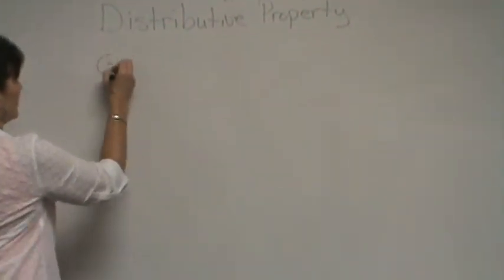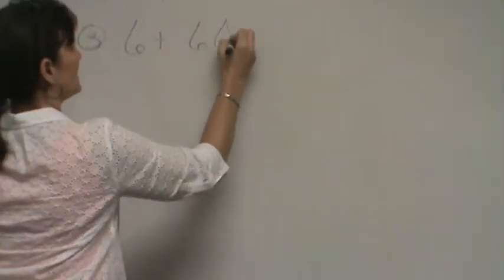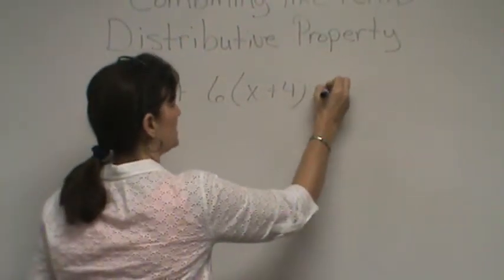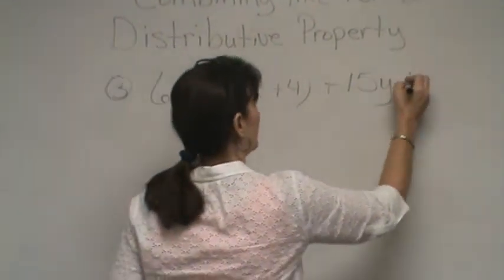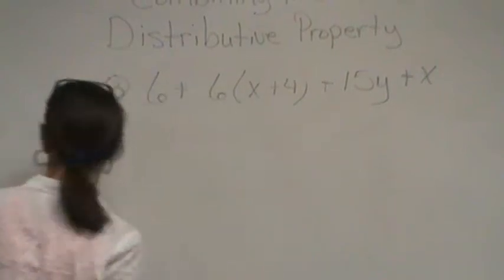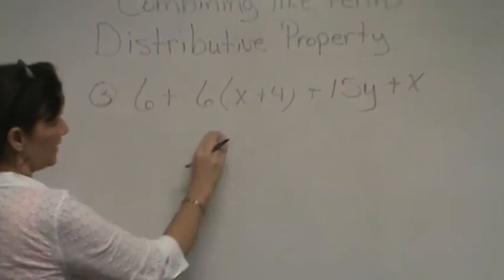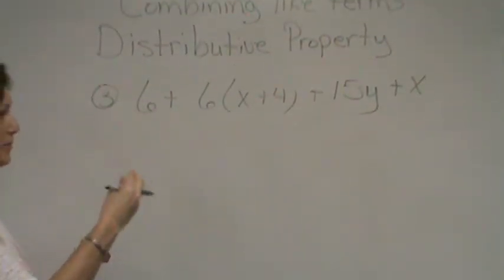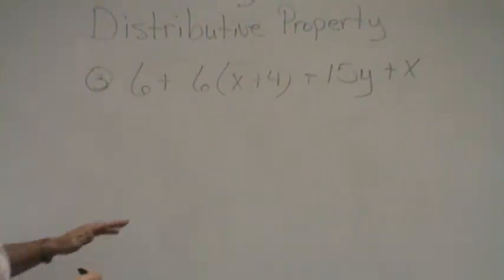Okay, our third one. We have 6 plus 6 times x plus 4 plus 15y, my markers wanted to get out of here, plus x. I'll change markers. Also, you need to make sure in your final answers, they are in alphabetical order. So x would come before the y, and then just your plain numbers are always at the end.